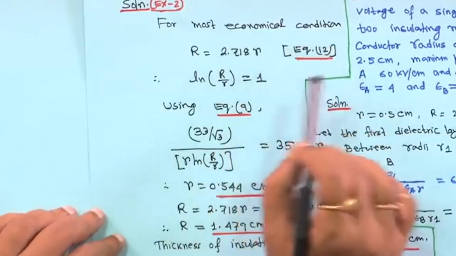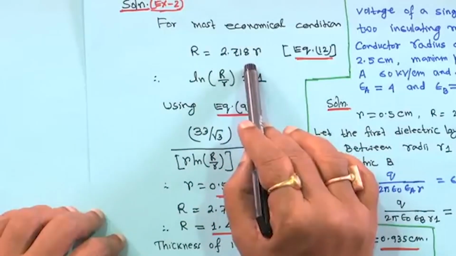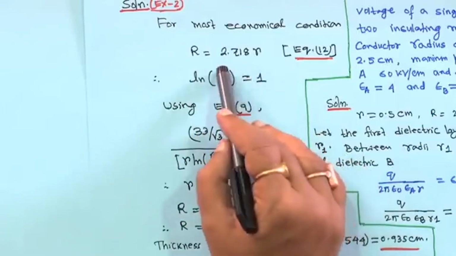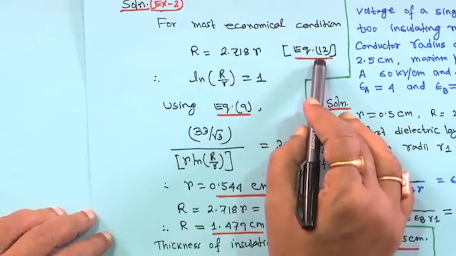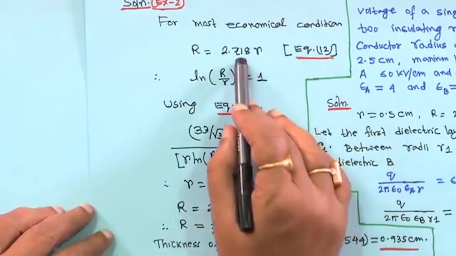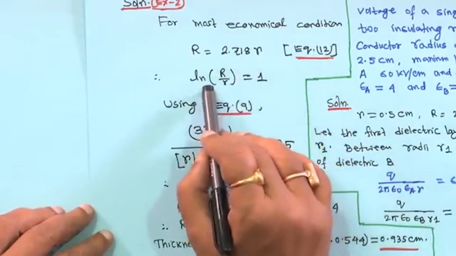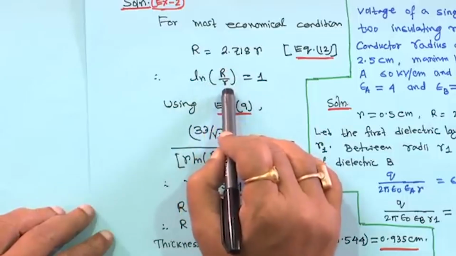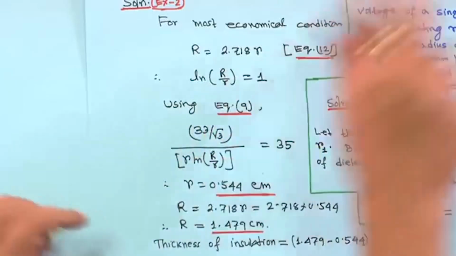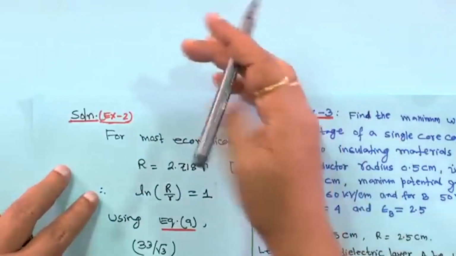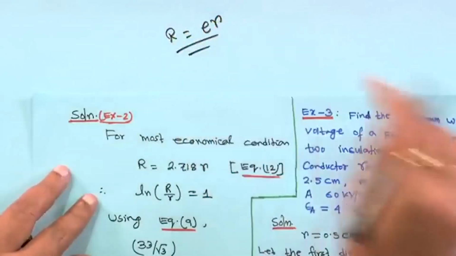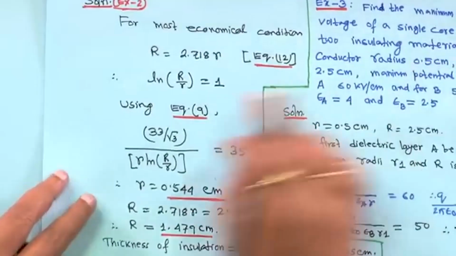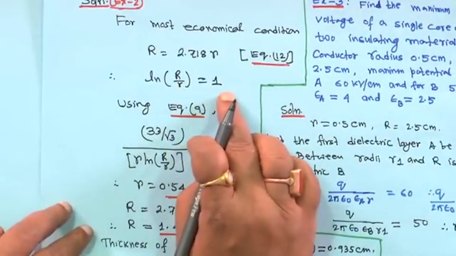For the most economical condition, we know capital R is equal to 2.718 small r. This is equation 12. Actually, it is e, that means ln R upon r is equal to 1. I am writing here capital R is equal to e into small r. So that is why ln of capital R by small r is equal to 1.